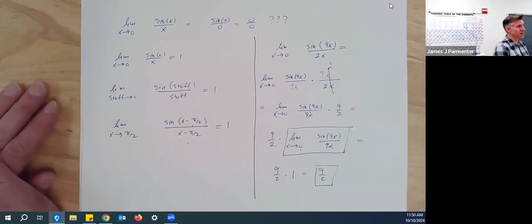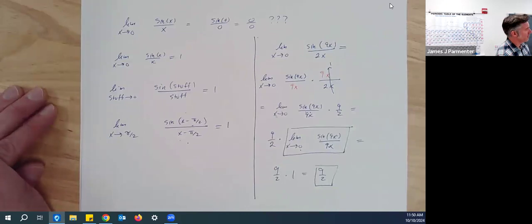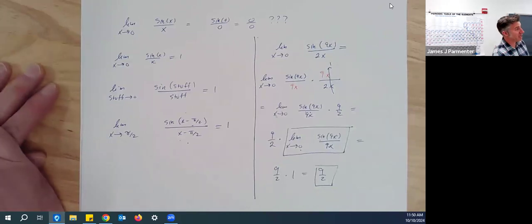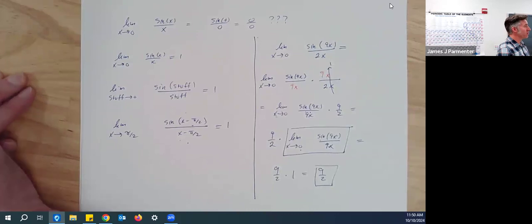So that's how you deal with something where the stuff inside the sine function and the stuff in the denominator are not quite the same. You wish for it to be true, and then you make it be true. And I would say more, but I'm out of time.